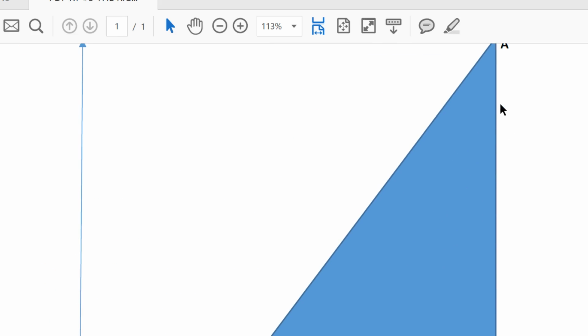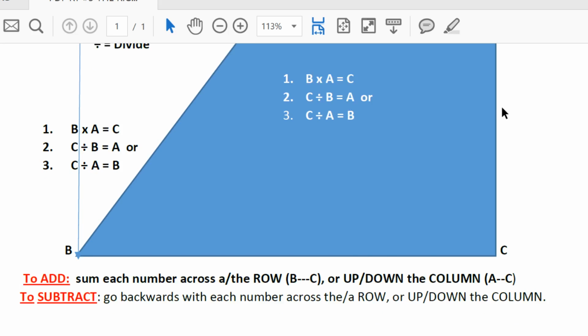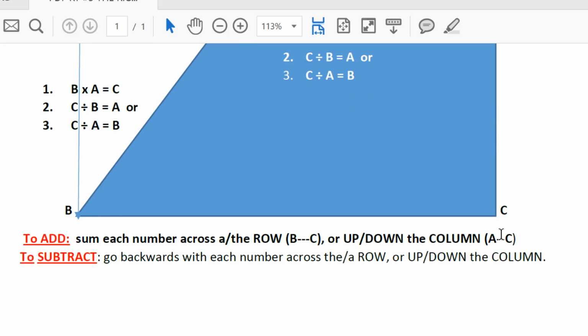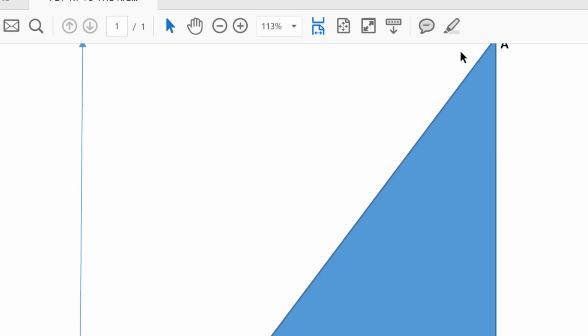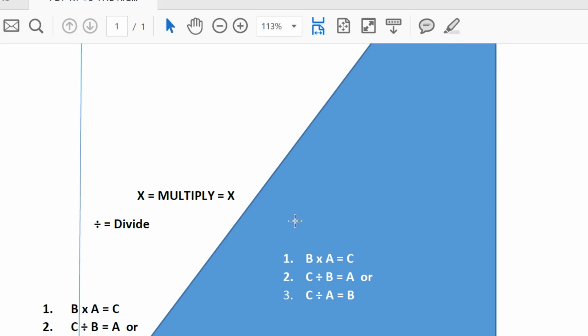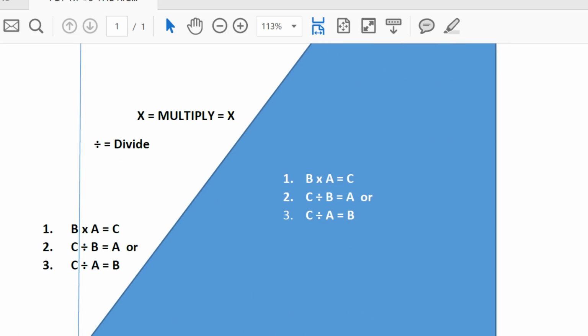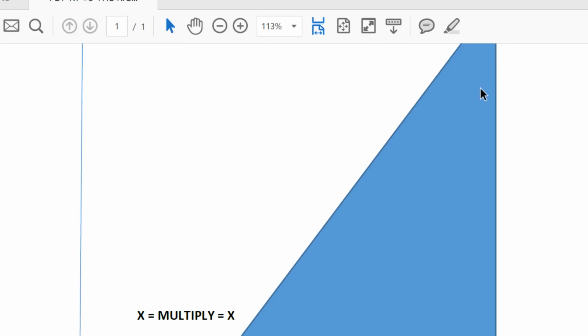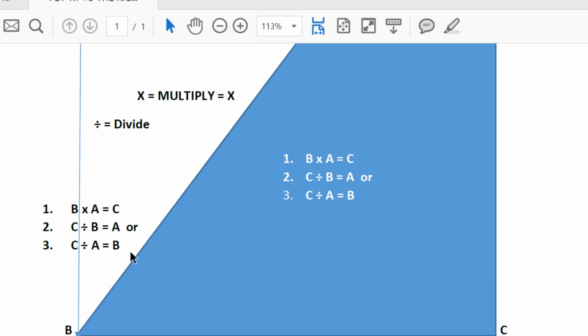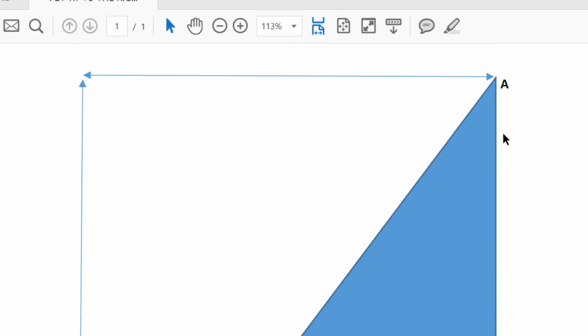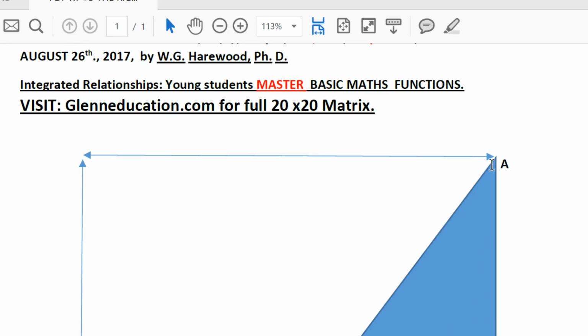That is following the right triangle, always the right triangle. For example, you may have your students jump from A to B, or from B to A to get the answer C, or have them jump from B to C to divide and get the answer A.